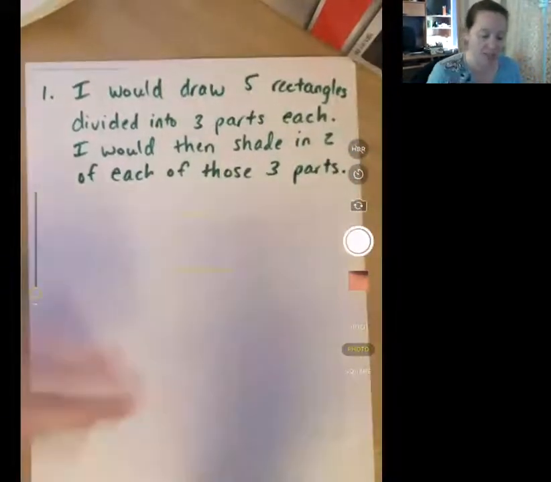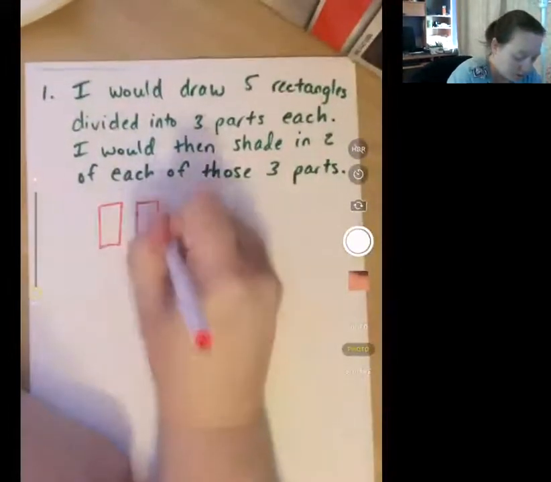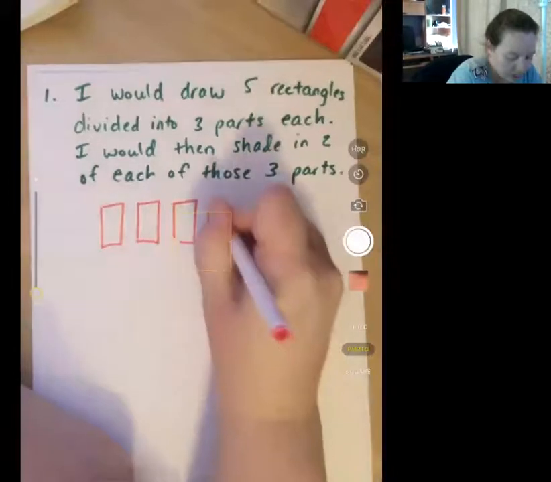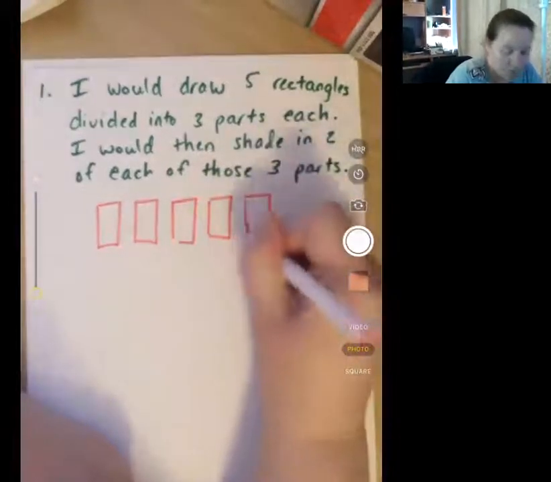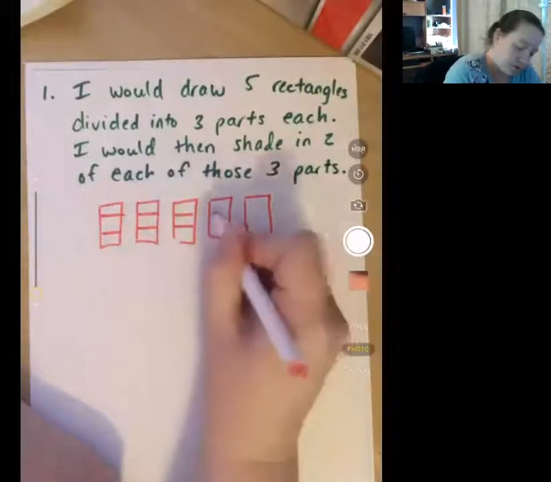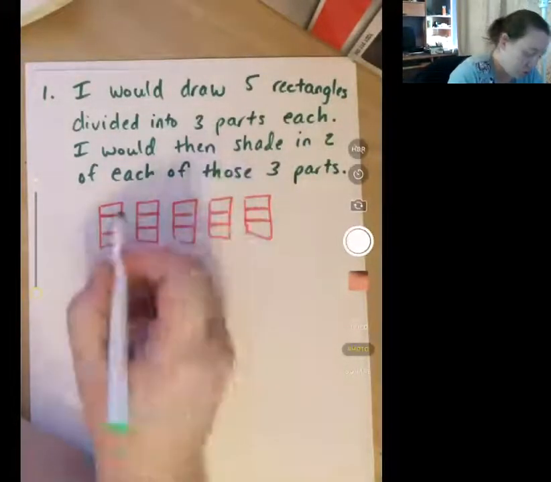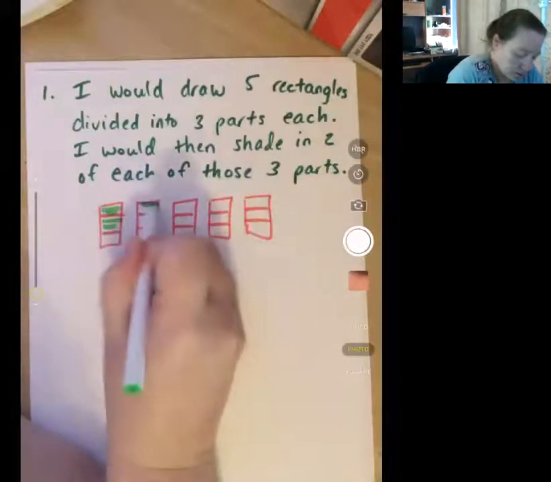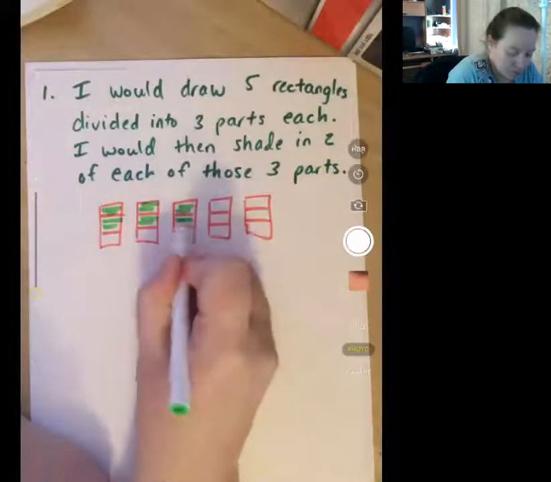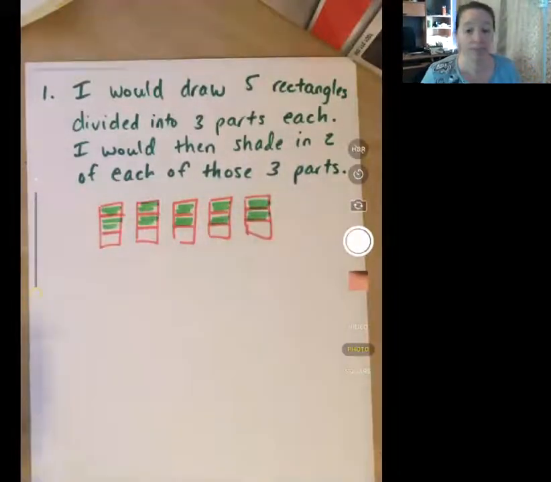Okay, so what it ends up looking like is this. I have 1, 2, 3, 4, 5, and then I split them into 3. And then I go back through and I shade 2/3 of each of them in. So that is how I would show it as a model.